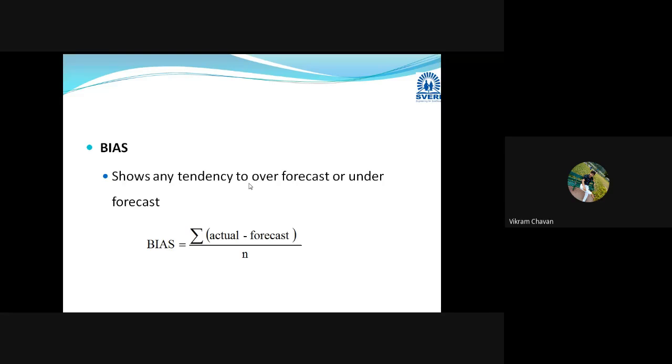So bias is equal to summation of actual minus forecast, that is, summation of error, whole divided by n. N is nothing but the total number of periods, or the total number of errors. Okay, so please note down this formula.